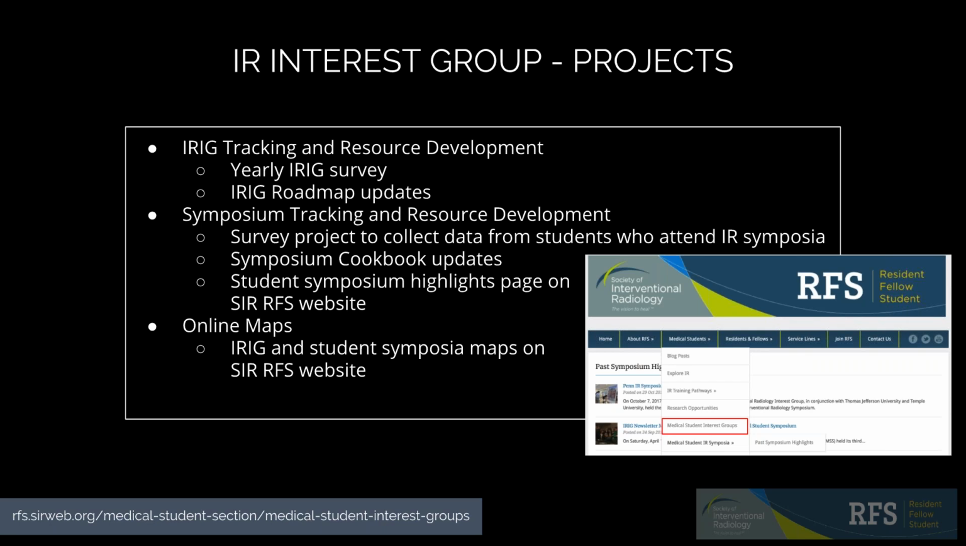And the third project is our online map-based database. On the medical student section of the SIR RFS website, you can find a list of all upcoming regional IR symposia and IR interest groups across the country, organized by location. Next slide, please.